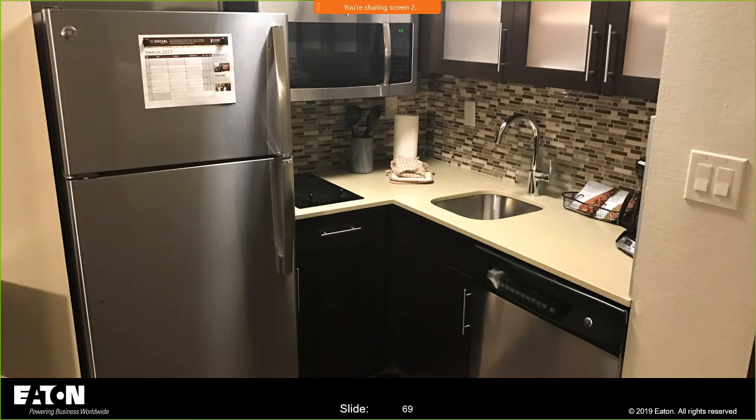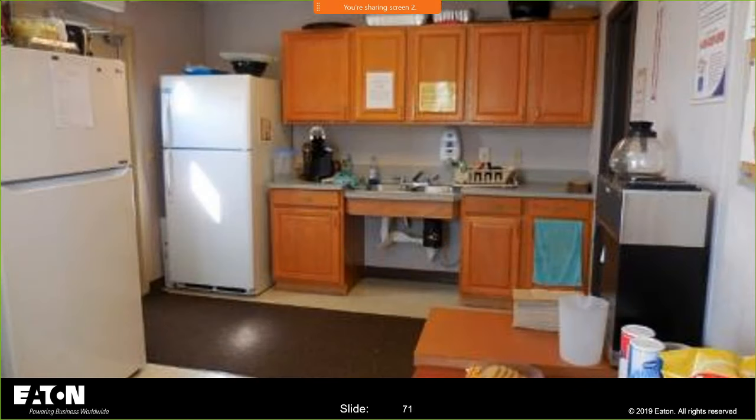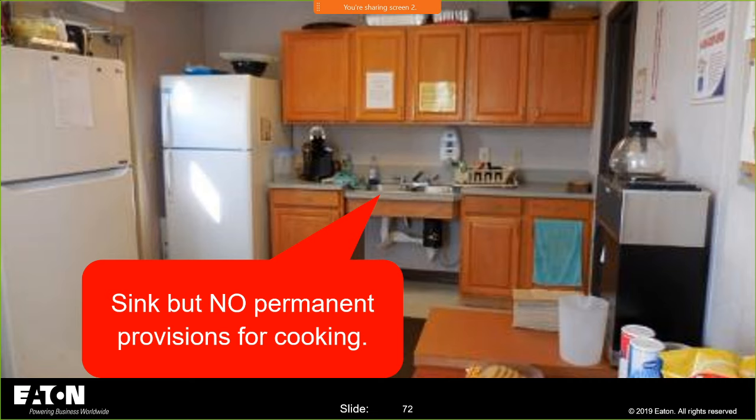This was one of the hotel rooms I was in. I have a sink and permanent provisions for cooking. Okay, here's a work area that you may have in any one of our industrial facilities or commercial facilities where you have a little break room, right? The break room has a sink, but there's no permanent provisions for cooking.